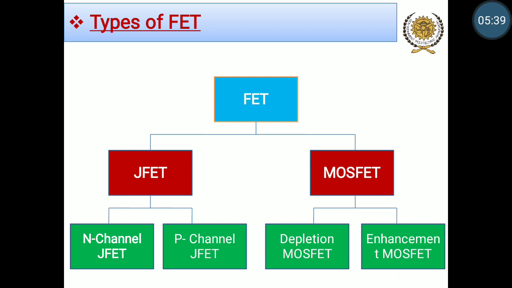Now let us discuss the types of FET. Field effect transistors are mainly divided into two main types. One is junction field effect transistor, also called JFET, and another is metal oxide semiconductor field effect transistor, also called MOSFET. JFETs are again divided into two types depending on the channel used, that is N channel JFET and P channel JFET. And MOSFETs are divided into two types depending on their working, depletion MOSFET and enhancement MOSFET.